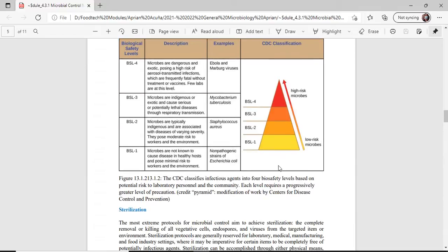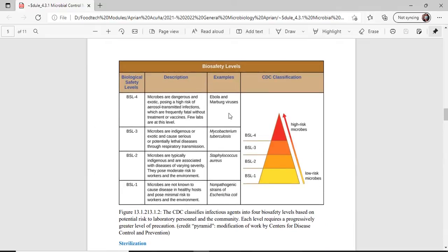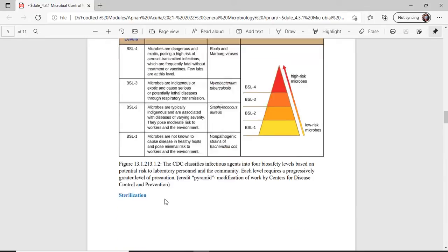Now, you have here a summarized diagram. You have your level 4, with example viruses such as Ebola and Marburg, then Mycobacterium tuberculosis, Staphylococcus aureus, and pathogens such as E. coli. So you have them from lowest to highest, then the description.